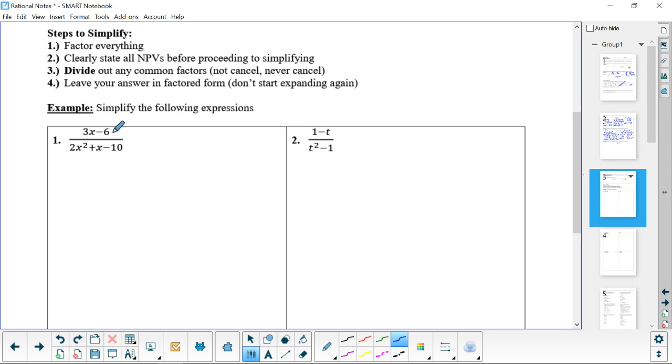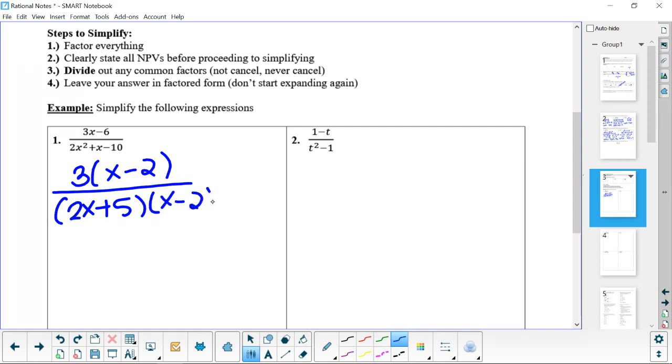So this expression is 3x minus 6 divided by 2x squared plus x minus 10. So first thing is factor everything. So both in the numerator and denominator, factor this expression. So 3 is the greatest common factor in the numerator. So my numerator is 3 times x minus 2 and my denominator is a quadratic expression. And when I factor this quadratic expression, I will get 2x plus 5 and x minus 2. Okay, so we have factored everything. So this is our first step.